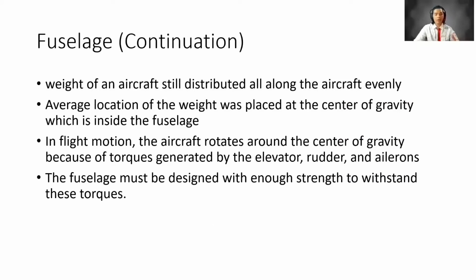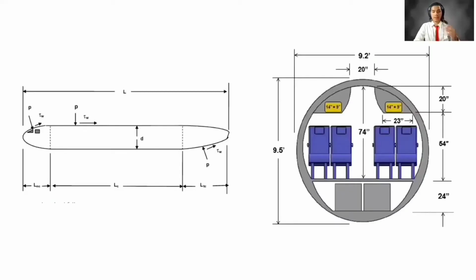The weight of an aircraft is distributed all along the aircraft. The fuselage, along with the passengers and cargo, contributes a significant portion of the weight of an aircraft. The center of gravity of the aircraft is the average location of the weight and is usually located inside the fuselage. In flight, the aircraft rotates around the center of gravity because of torque generated by the elevator, rudder and aileron. The fuselage must be designed with enough strength to withstand this torque. As you can see here, this is a 2D cross-section of the airplane fuselage.